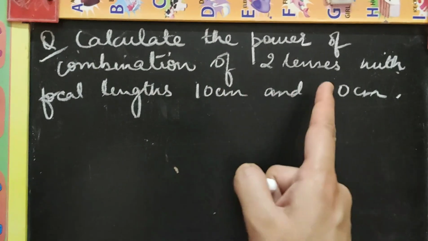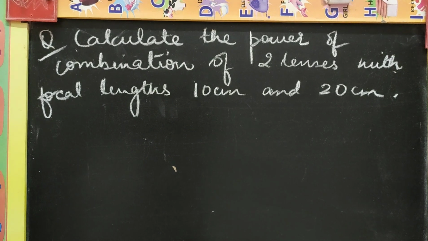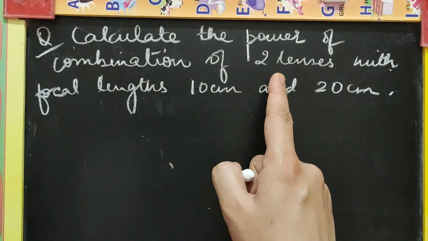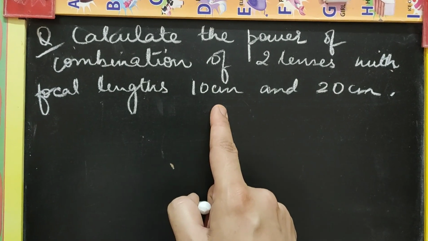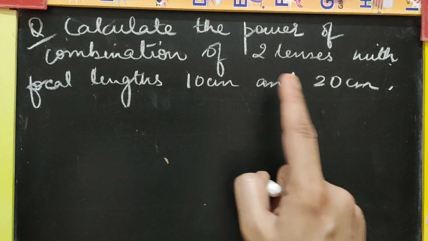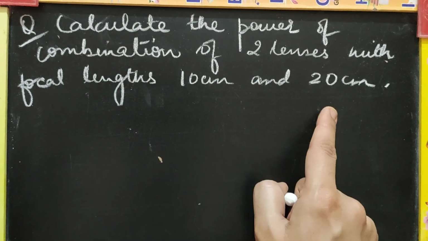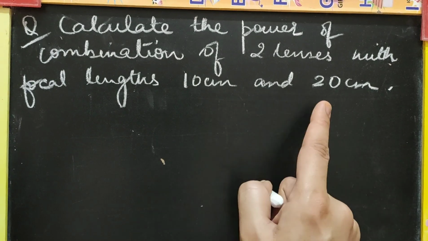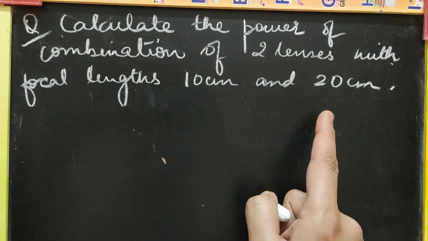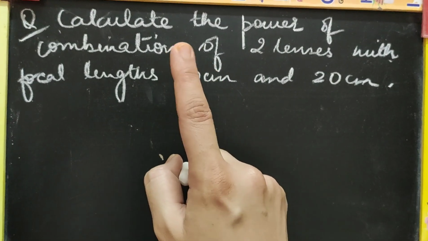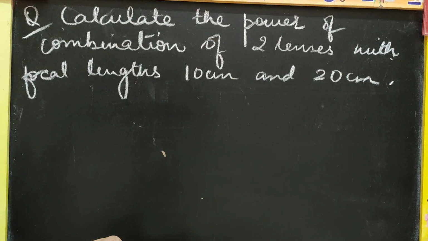Let us solve another numerical based on combination of lenses. It says calculate the power of combination of two lenses with focal lengths 10 cm and 20 cm. So you have to calculate the power of the combination and individual focal lengths are given. So the first step would be converting these individual focal lengths into powers, and then doing the algebraic sum of that power will give you the power of the combination.